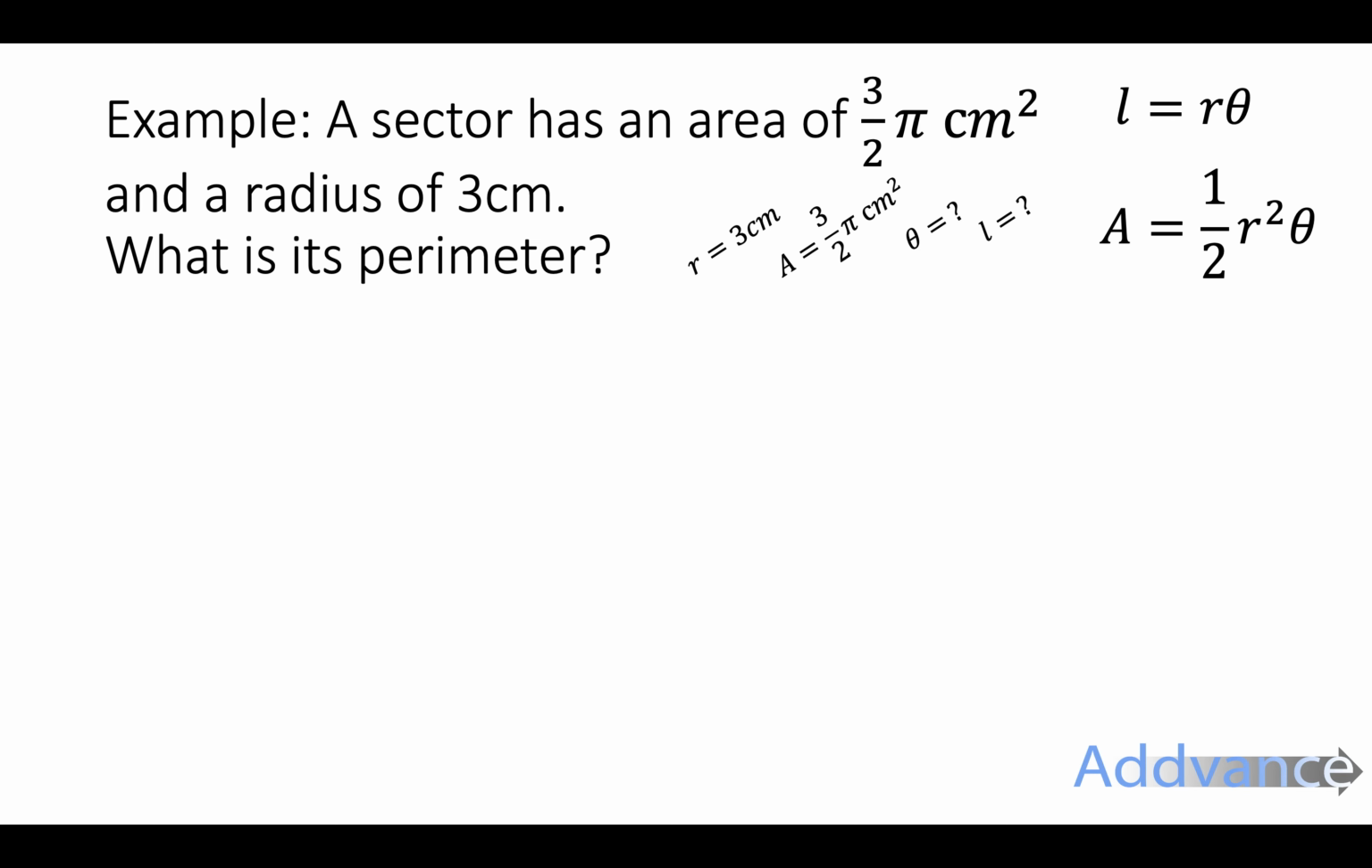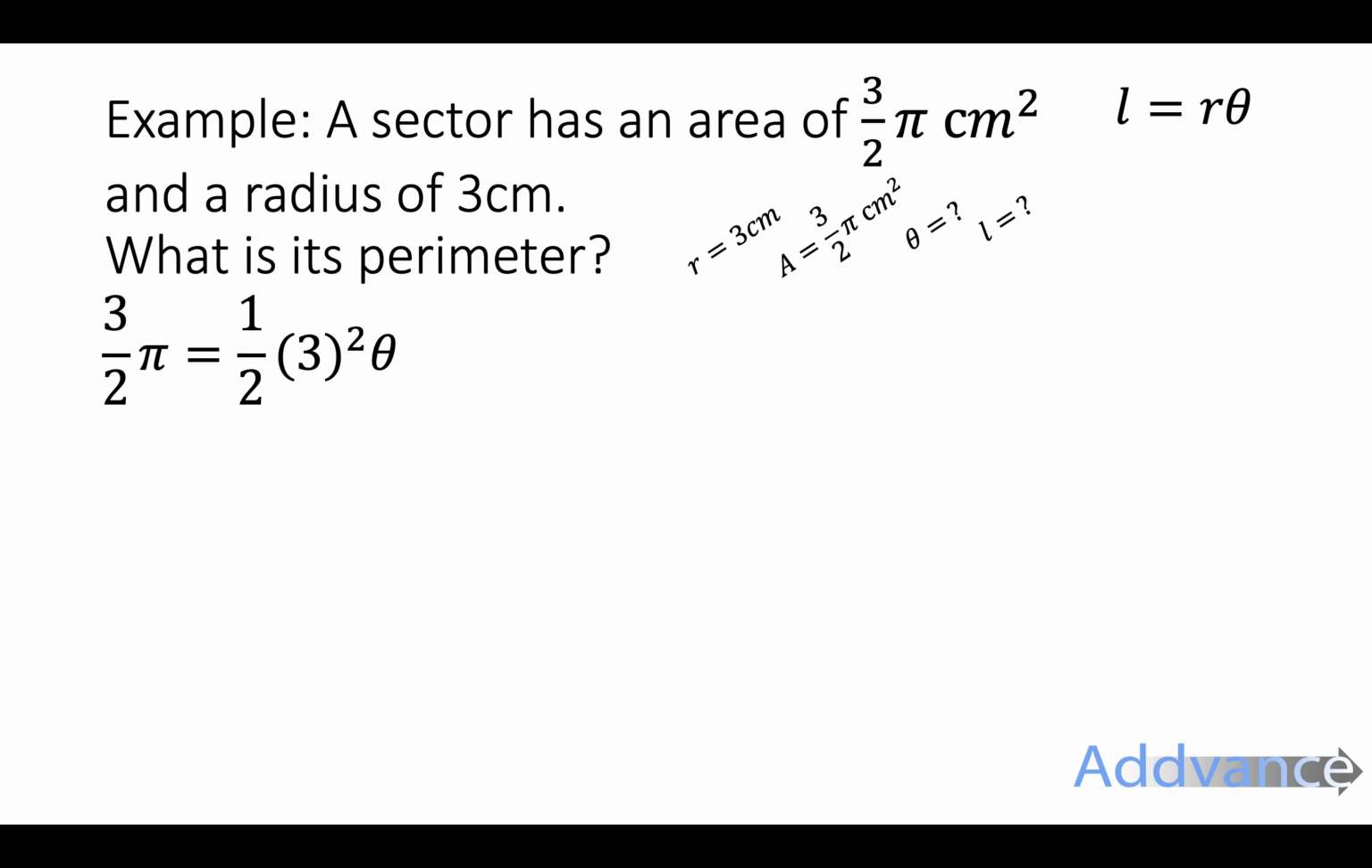Let's see an example. A sector has an area of 3/2 pi centimeters squared and a radius of 3 centimeters. What is its perimeter? So we know already the radius is 3, the area is 3/2 pi centimeters squared. We want to find the angle, that's going to be helpful, and we want to find the arc length, because that's going to really help find the perimeter. And so we'll start with the information we know, and we know the area, we know the formula for area, and we know the value of the area. So we take that over, and we replace the A with 3/2 pi, and the radius with 3. And we arrive at this here.